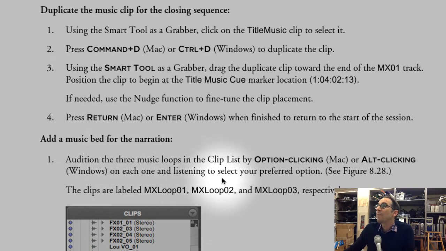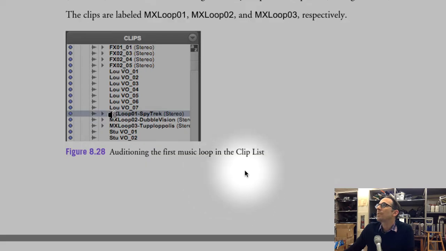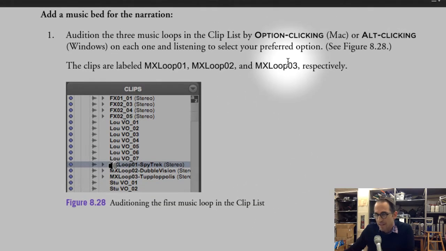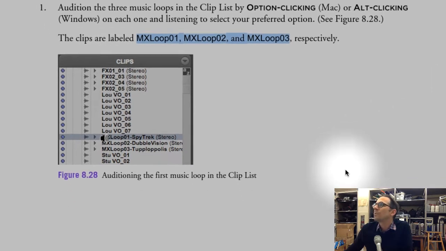Add a music bed for the narration. Audition the 3 music clips in the clip list by option clicking. We did that before. The clips are MX Loop 1, MX Loop 2, and MX Loop 3. So MX is shorthand for music in the sound editing world, so you don't have to type out music. You just type MX. It's easier that way. Okay, so MX Loop 1, 2, and 3.